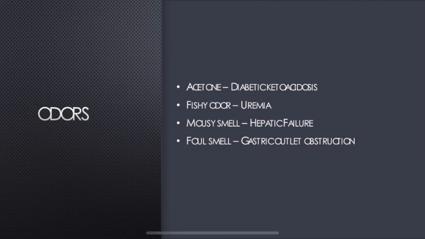If they have a fishy odor, maybe they have uremia due to kidney failure. A mousy smell with hepatic failure, that's hard to describe. All I can say is when you smell it in a patient with liver failure, you'll remember it and you'll notice it forevermore after that. And then a foul smell, a smell like stool, in somebody who has gastric outlet obstruction. In other words, they can't empty their stomach. It's a horrible, horrible foul smell when they're breathing from that. And again, these are all clues that I need to do some things quickly for these people.